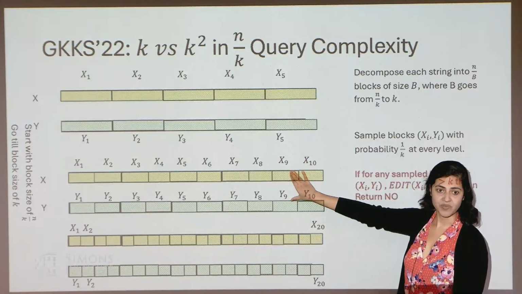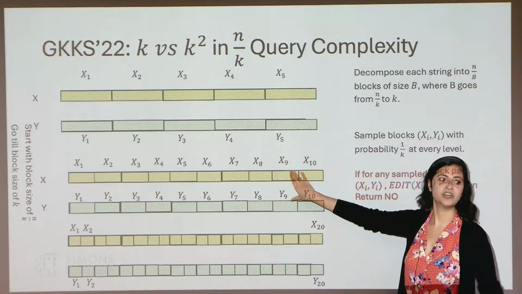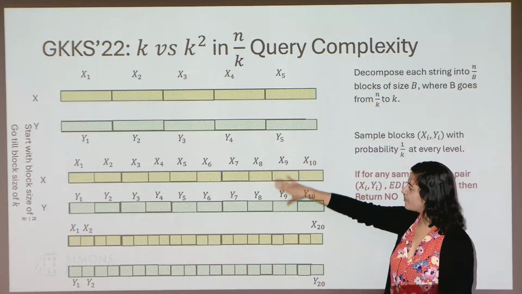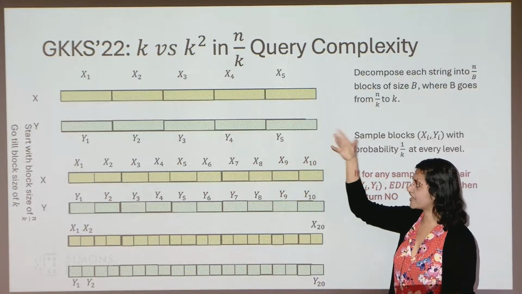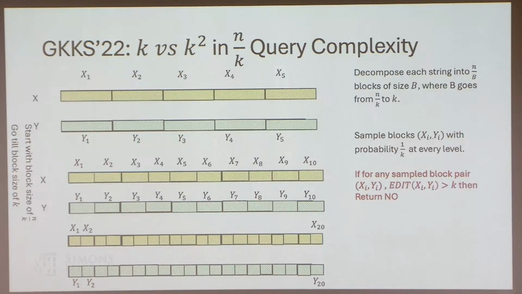And if the sampled edit distance is greater than k, then we say no. And if we compare all the sample blocks and each of them is saying edit distance is less than k, then we say yes. So that's our algorithm. We take these two strings x and y, we decompose them into these multiple levels. We sample blocks from every level. For every sample block, we compute the edit distance.